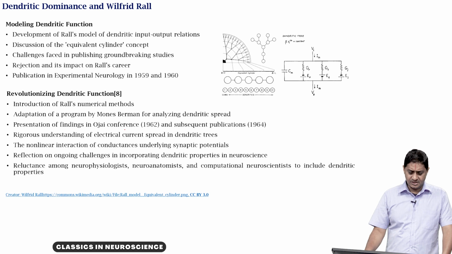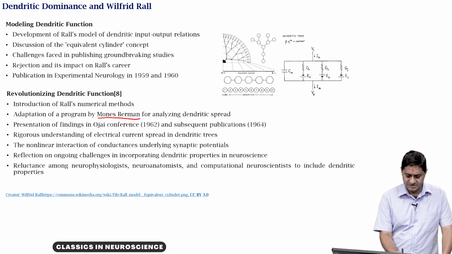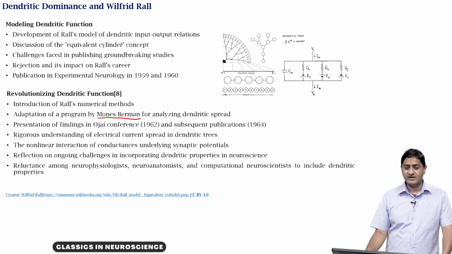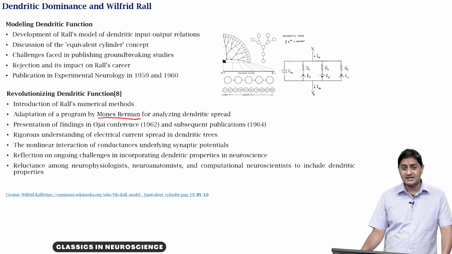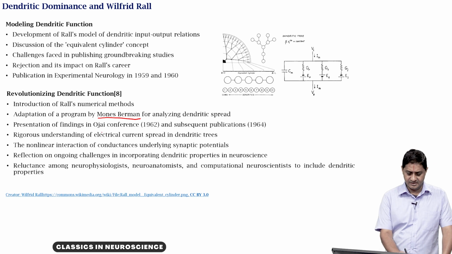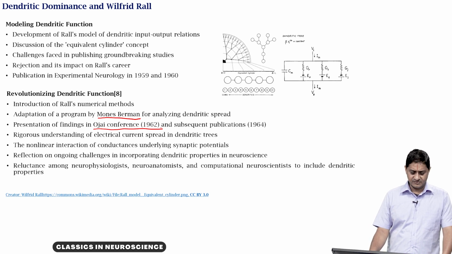He essentially used a program that was made by Mones Berman, made for a different purpose, for studying radioactive decay. He used a similar model for analyzing spread of activity within a dendrite. He presented his findings at the Ojai conference in California, and finally published this in 1964 and 1967. This was perhaps among the first rigorous presentations of electrical current in dendritic trees.